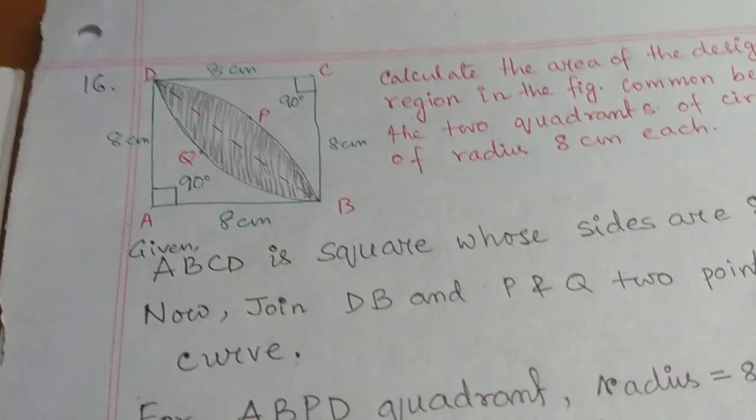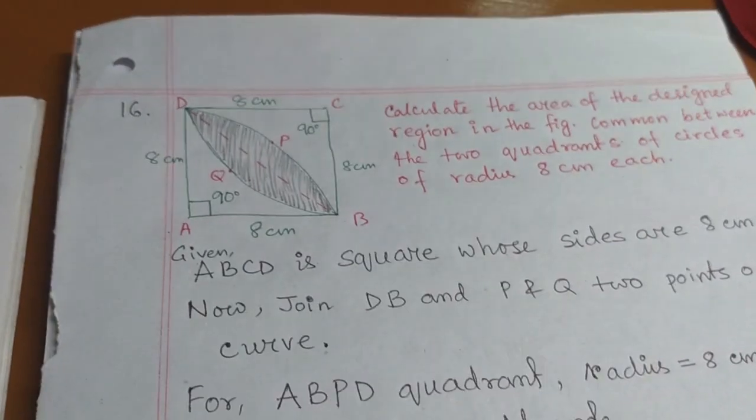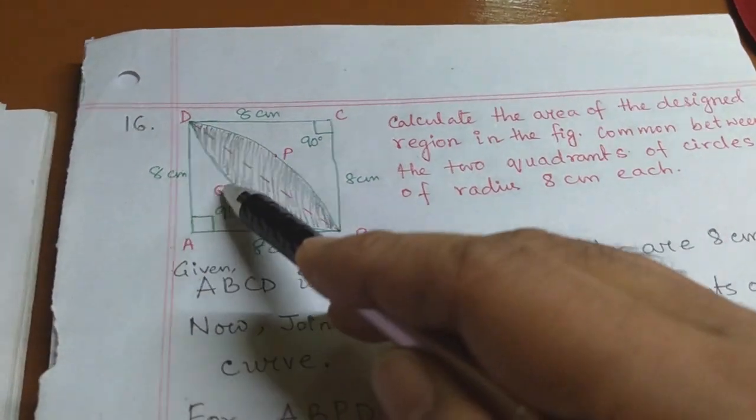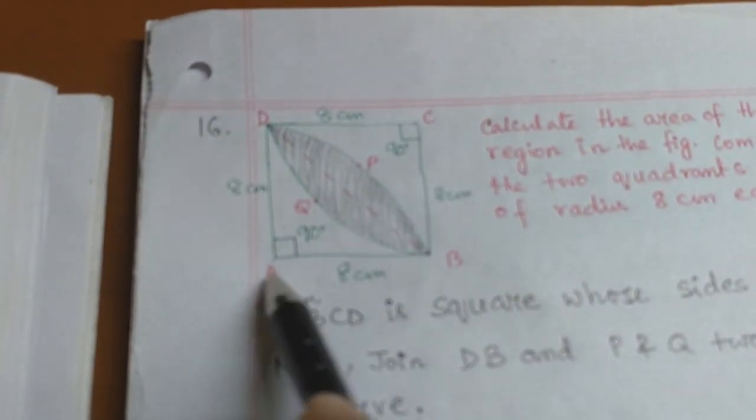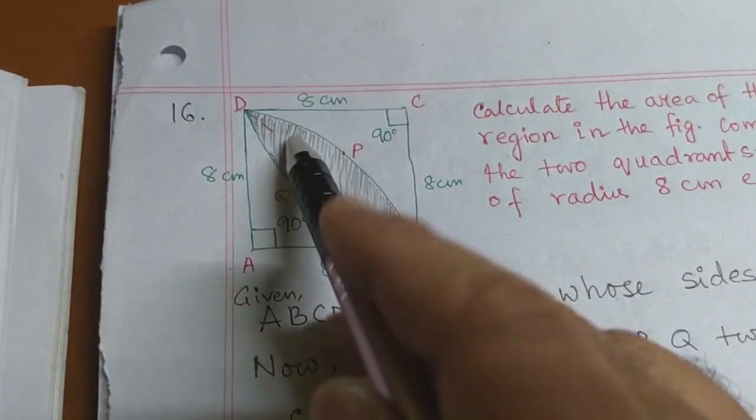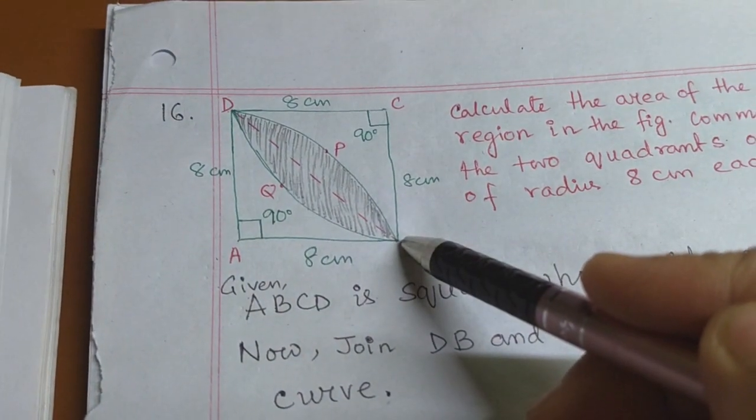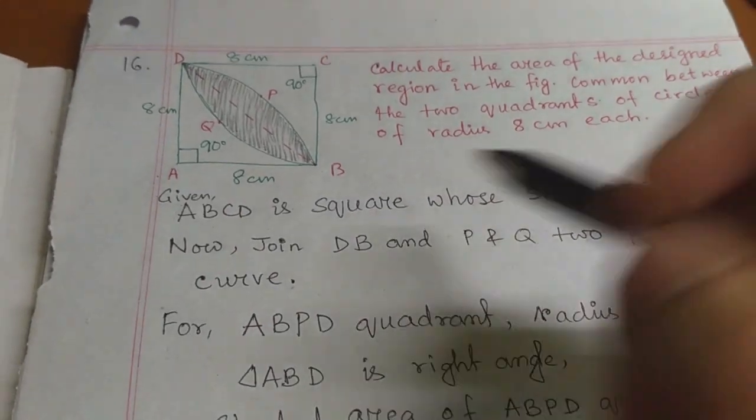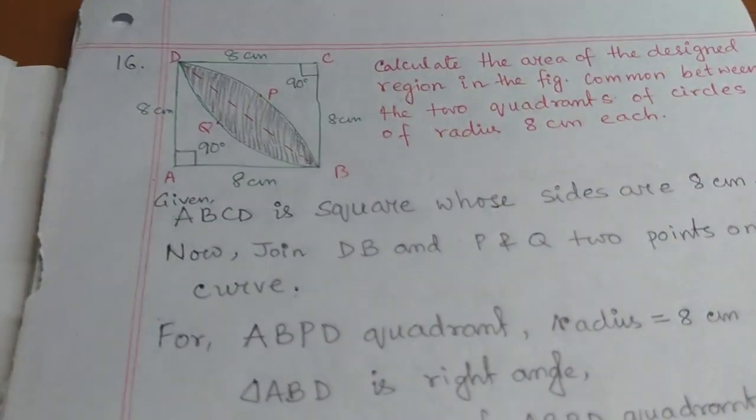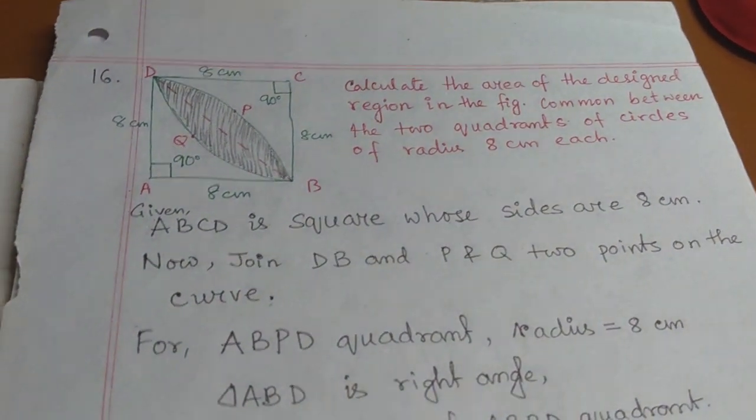So come to the solution. In this diagram I did not draw the design, I just shaded. What we have to do is join this BD line, so that it will be very clear. Now we can see P and Q are two points on the curved line. Everyone can say ABPD is one quadrant, and BCDQ is another quadrant. From both quadrants we have to find the shaded part. ABCD is a square whose side is 8 centimeter. Now join DB, and P and Q are two points on the curve.